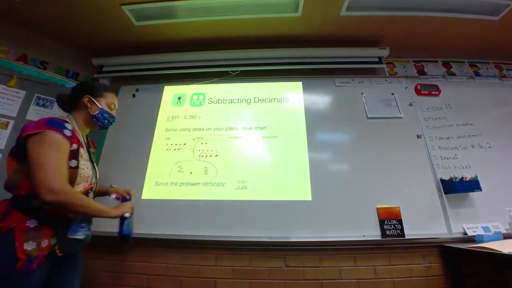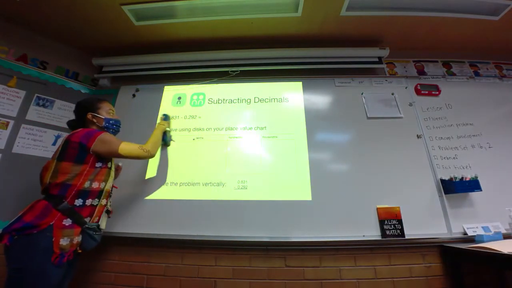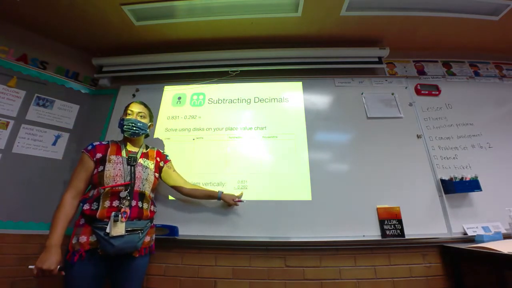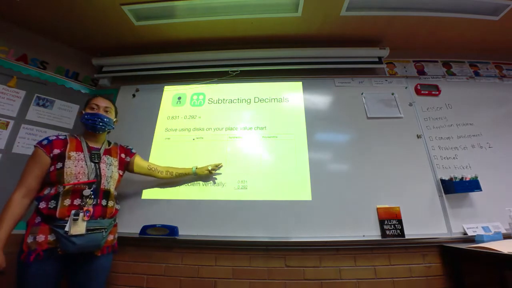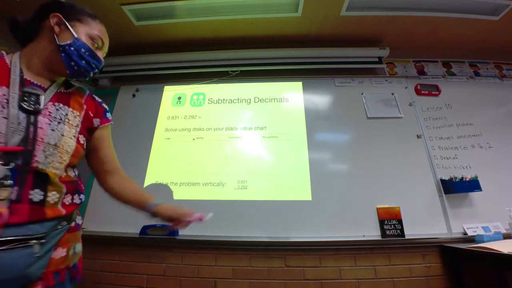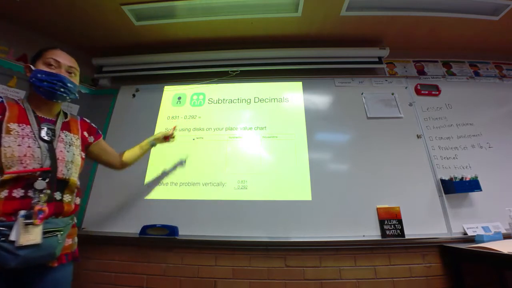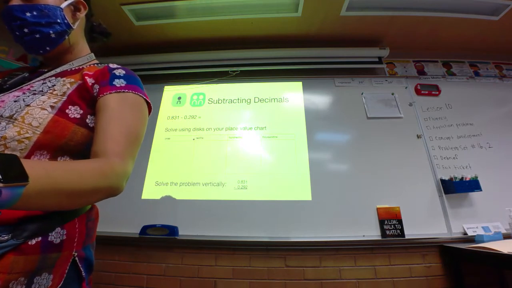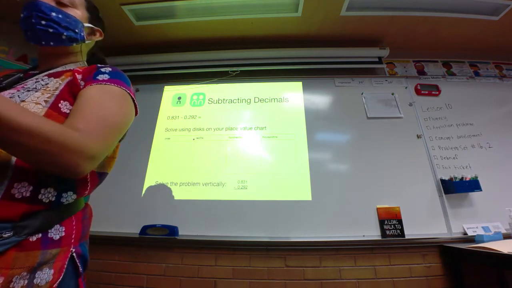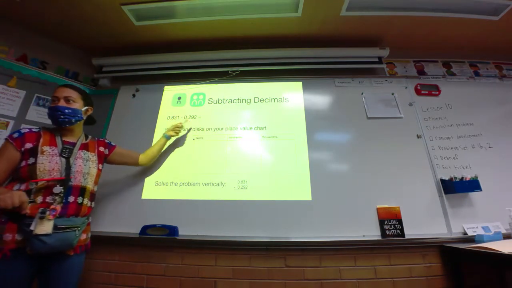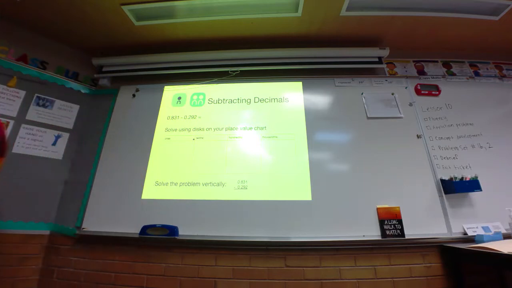Whether you line up your place values vertically, so wipe off your board, or you want to use your place value chart, I want to see you do it. Go. Draw it out. 831 thousandths. Write it down. Yes, Thomas? Minus 2 and 292 thousandths. Write it down.